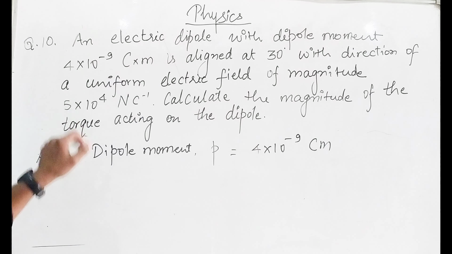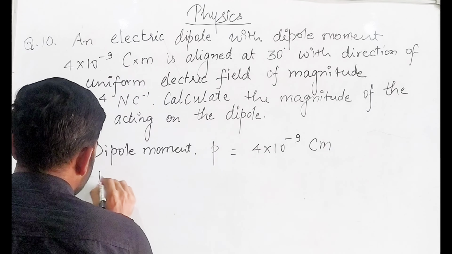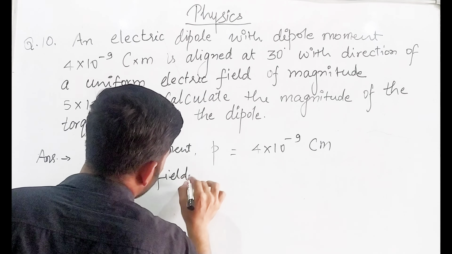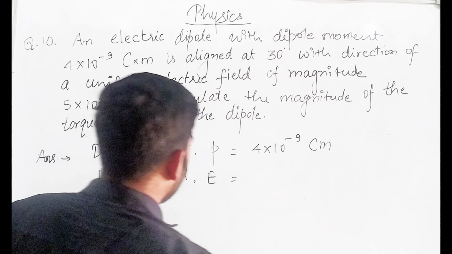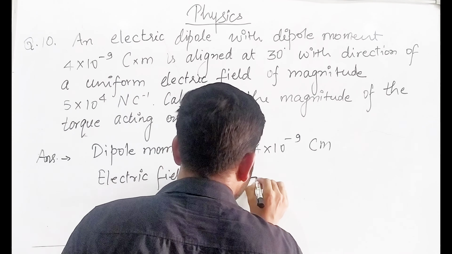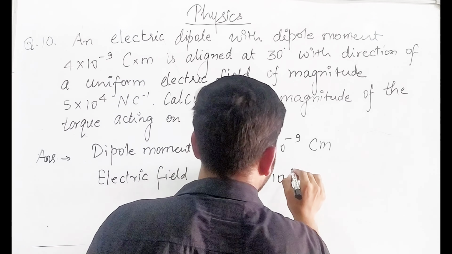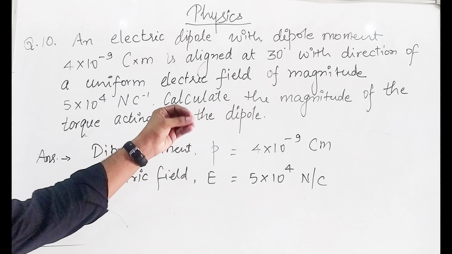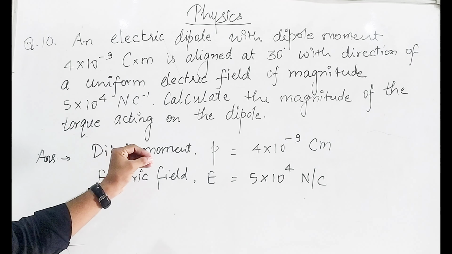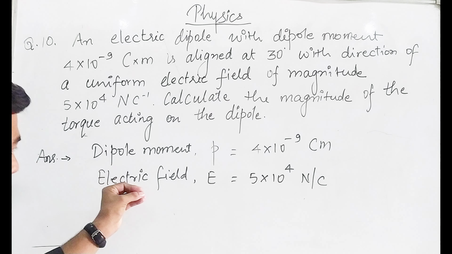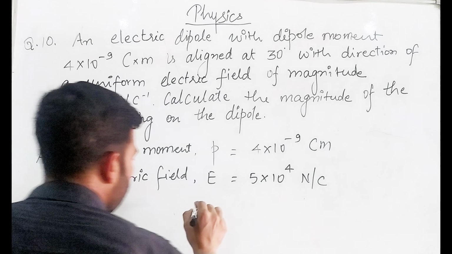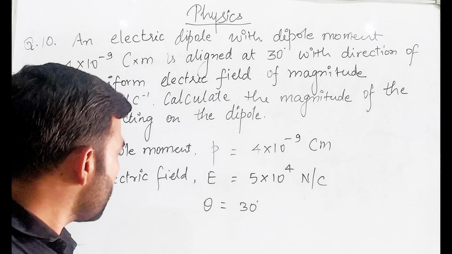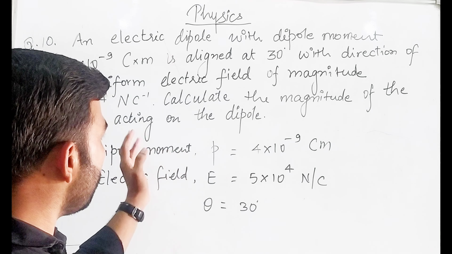Now the magnitude of the uniform electric field is also given. Electric field E. The magnitude of the electric field is given as 5 into 10 to the power 4 Newton per coulomb. And the angle between the direction of dipole moment and the direction of electric field is given as theta equals to 30 degree. Now we have to find out the torque acting on that dipole.